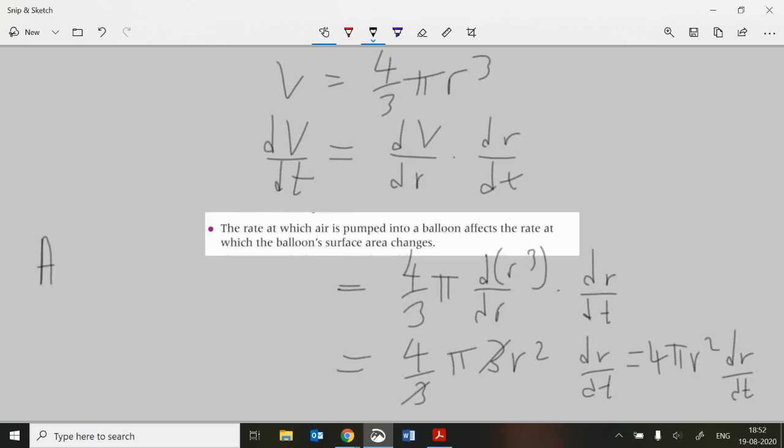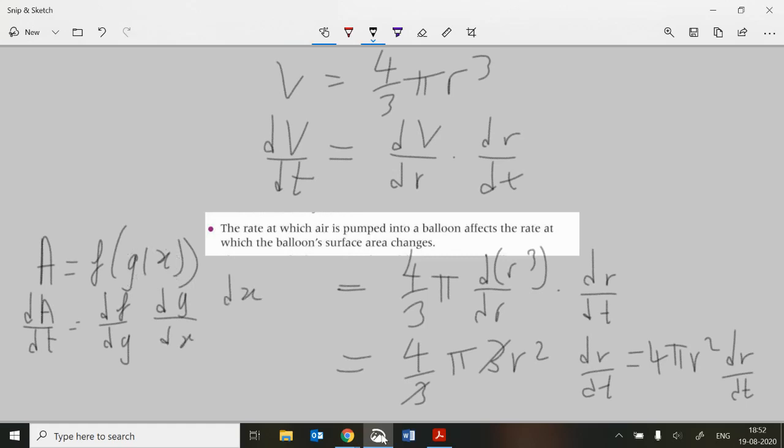So, for example, if I said A is equal to a function of g of x, then if I wanted to do dA/dt, well, that would be the same as doing dF/dg. Remember, f is in terms of g, and then dg/dx. Remember, g is in terms of x, and then dx/dt there as well. So you might end up with these whole strings of the chain rule, essentially. Okay, that's one little point.